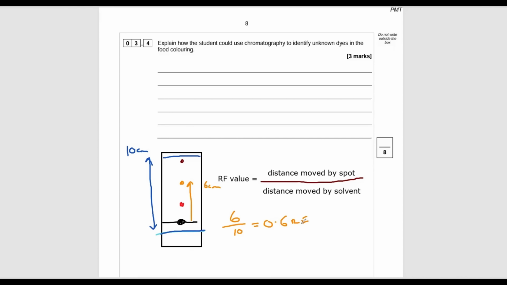And then how do I find out what that is? I look it up in a book or look it up on the internet. You look up and compare to known values.